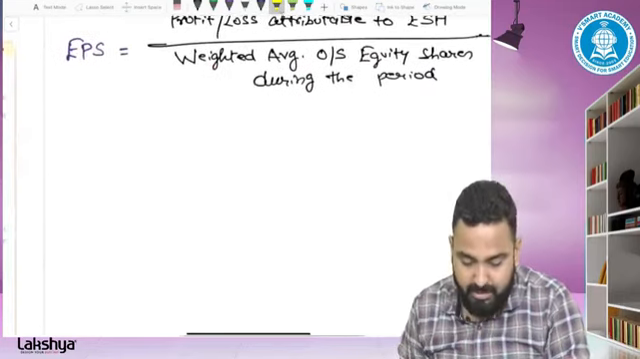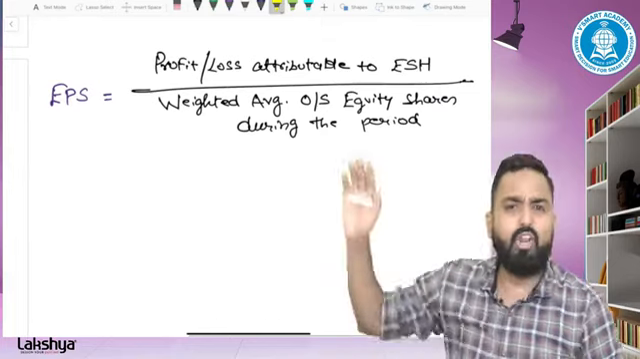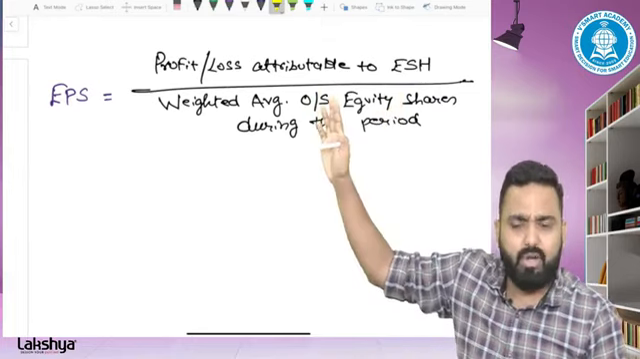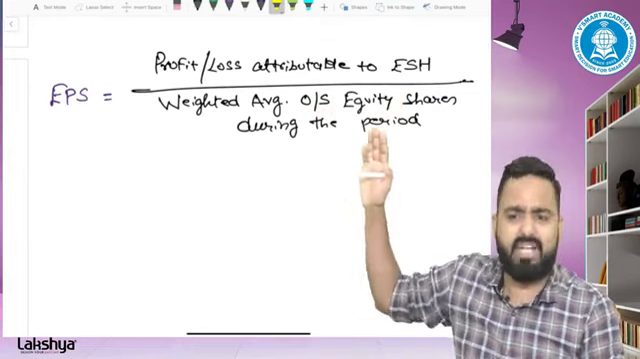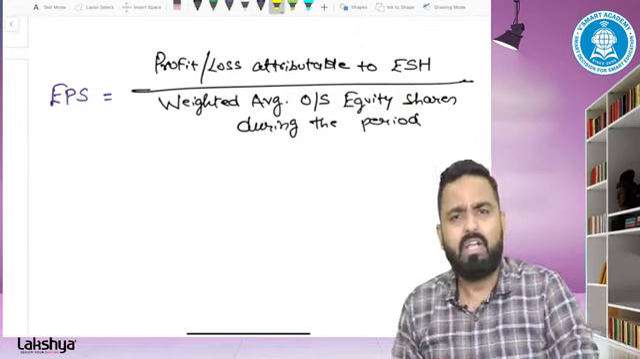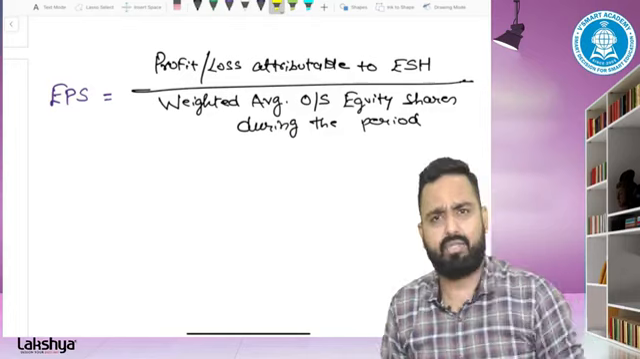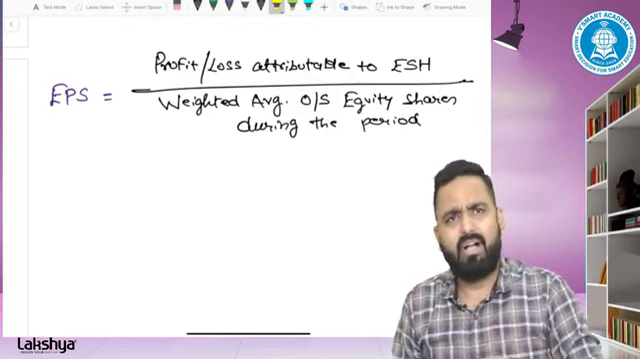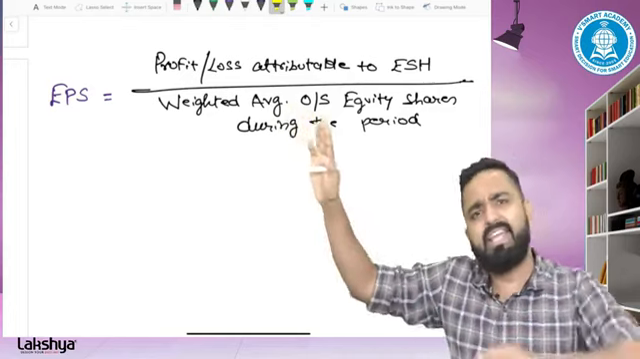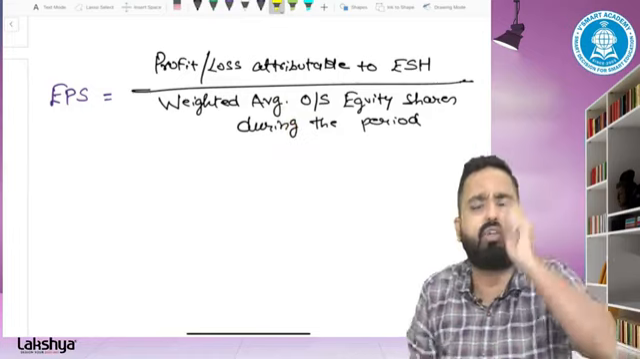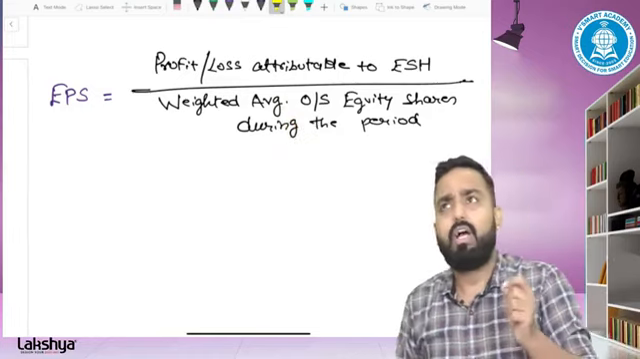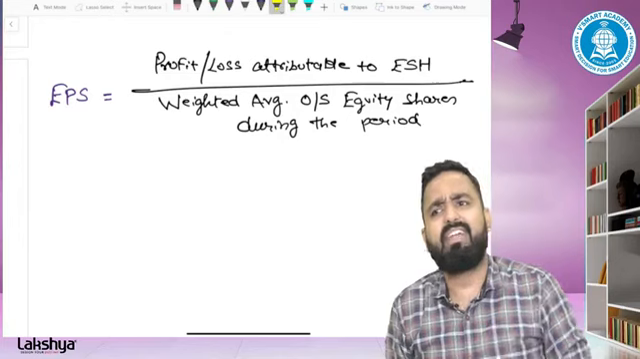Understood? So this is the basic formula: profit or loss attributable to equity shareholders divided by weighted average outstanding equity shares during the period. Now, as far as the denominator is concerned, what do you mean by weighted average? We'll definitely discuss it in detail, but for the time being, I'll tell you in short. Why are we doing weighted average?